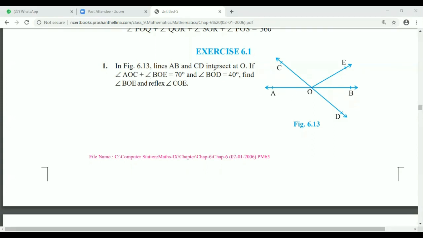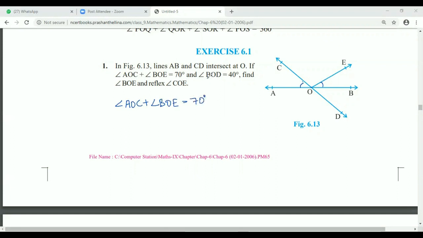Then what else is given? Two angles, that means angle AOC and angle BOE together give 70 degrees. Angle AOC means this angle, plus angle BOE, which means this angle. Together they give 70 degrees. So we can write down what is given: angle AOC plus angle BOE is equal to 70 degrees.